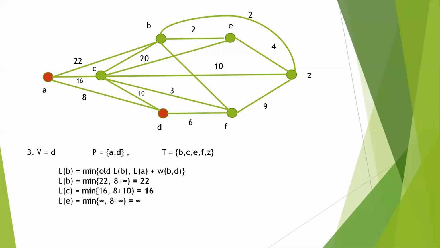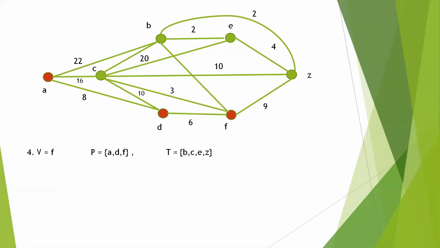Load of E equals infinity here because it is not directly connected. Then the load of F equals 14, and the load of Z equals again infinity. So out of these weights, the minimum weight is 14, which is F. Then the next vertex we select is F. So here the first vertex is A, next vertex is D, then the next vertex we select is F.